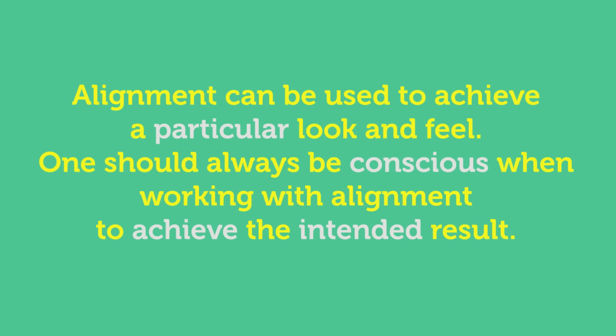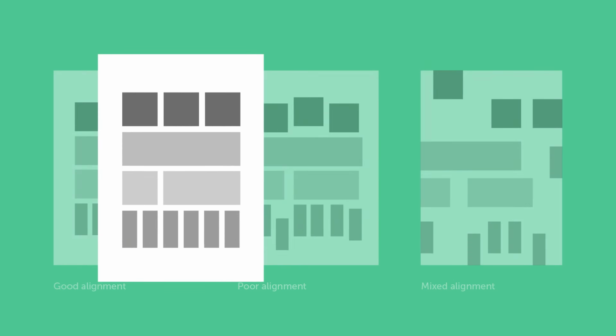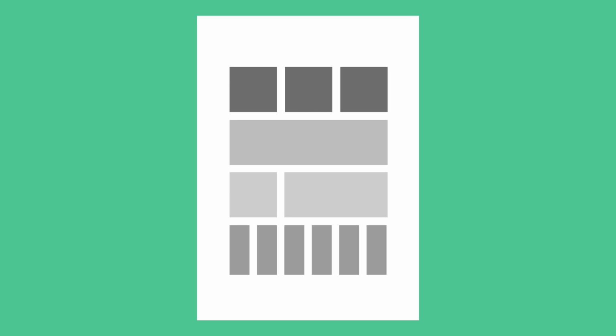Alignment is often an invisible line visual elements are aligned to, but can also be hinted at physically. Alignment can be used to achieve a particular look and feel. One should always be conscious when working with alignment to achieve the intended result. So looking at the PDF, here are some alignment examples. When visual elements are aligned, a composition can appear clear, confident, elegant, formal, and trustworthy.